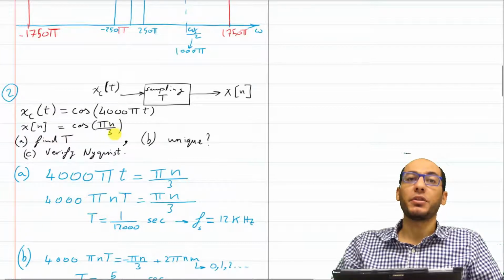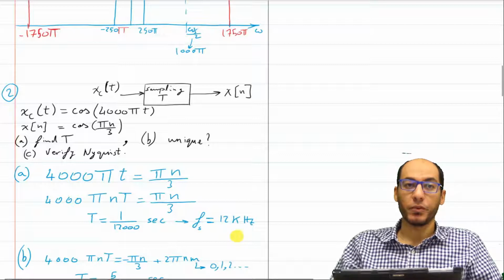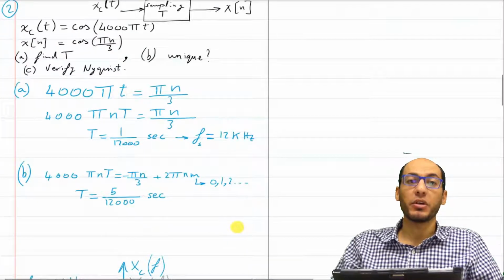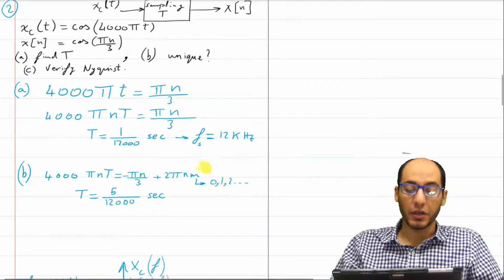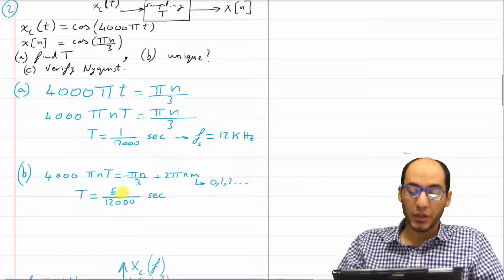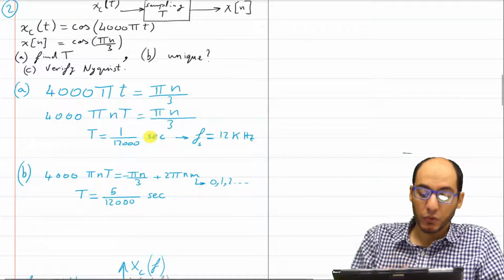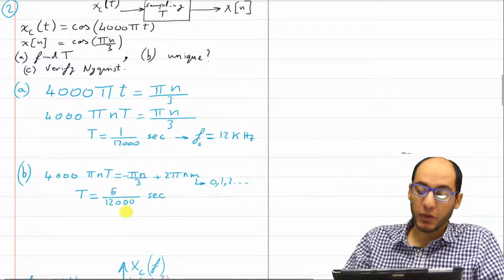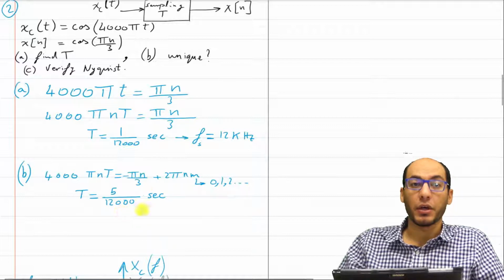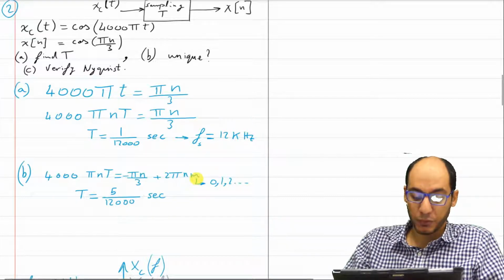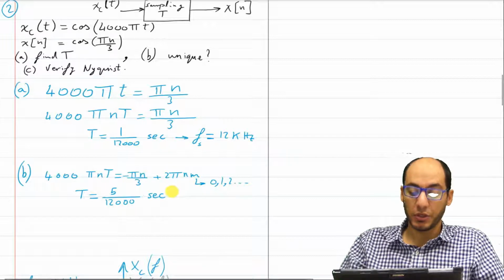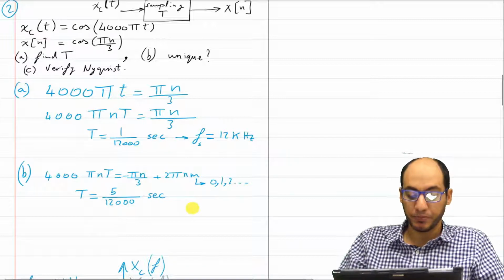So again, I equated the two arguments. I end up having T equal to 1 over 12,000 seconds, which means that fs is equal to 12 kilohertz. And it is not unique. Why? Because if you put the 2 pi n m and put the value of m equal to 1, then you get T equal to 5 over 12 kilo, and the unit is seconds. And this is why it is not unique. The equation is satisfied again.